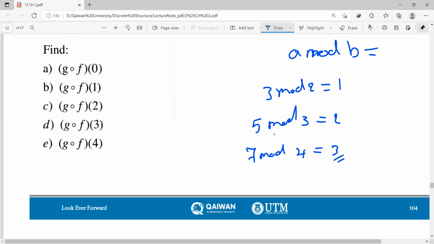So how about 3 mod 4? 3 can't be divided by 4. So you just write down 3 yourself. Okay.